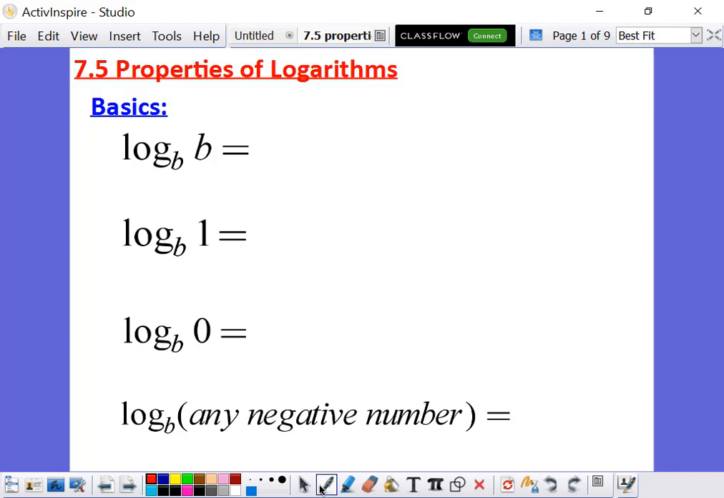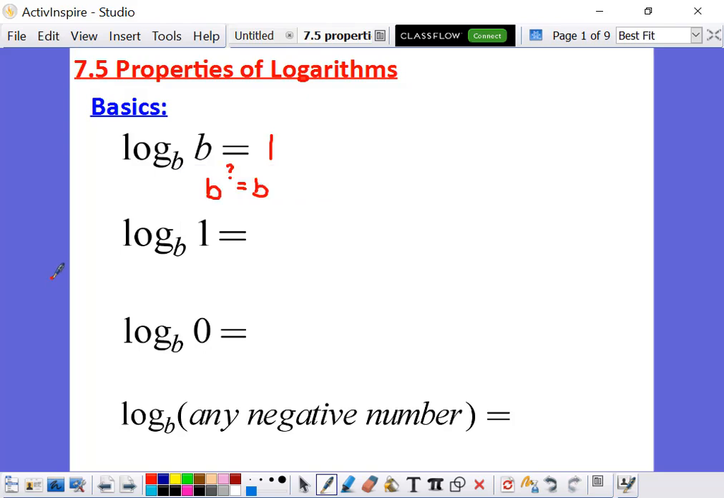Okay, here are some of the basic properties of logs. Whenever you see log base b of b, when the base and the number you're taking the log of match up, that's essentially asking you, b to what power equals b? Well, hopefully everybody knows that it would be to the first power. So anytime you have a log where the base and the number that you're taking the log of are the same, that automatically equals 1, always and forever.